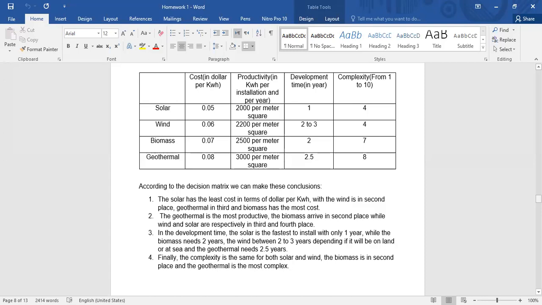In the development time, the solar is the fastest. The installation will be over in 1 year, while the biomass will need 2 years, and the wind will be between 2 and 3 years, depending on whether it will be on land or overseas. The geothermal will need 2.5 years. Finally, the complexity is the same for both solar and wind. The biomass is in second place, and the geothermal is the most complex.